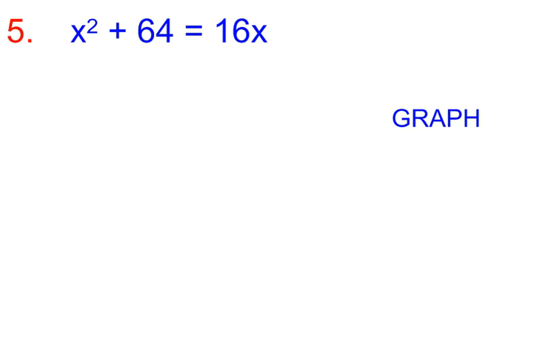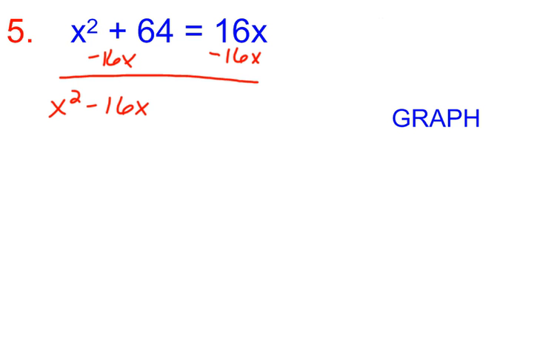So now let's look at number 5. Here is my first one that is not equal to 0. So the first thing I have to do is subtract 16x from both sides so my equation is equal to 0. I'm going to write it in descending order. So I'd have x squared minus 16x plus 64 equals 0. And then I'm going to factor that.